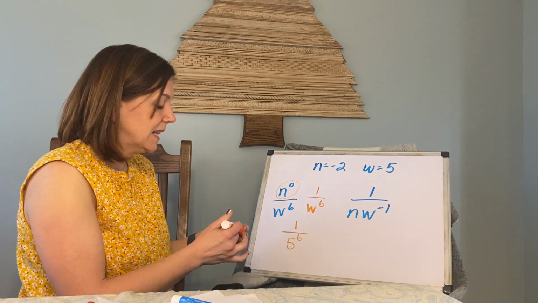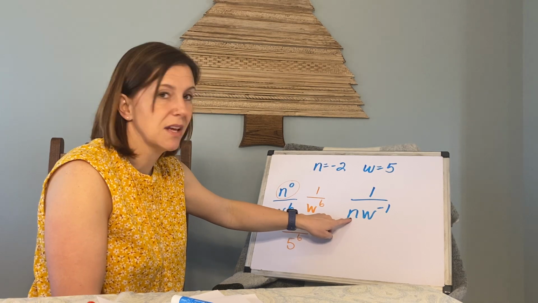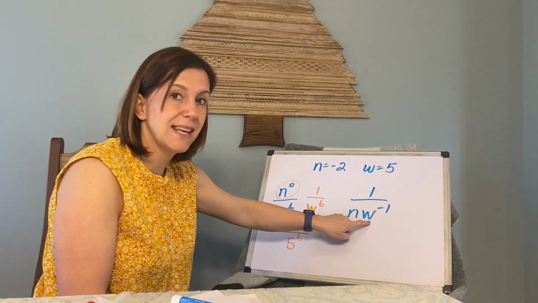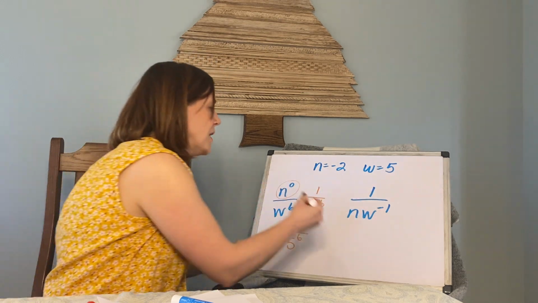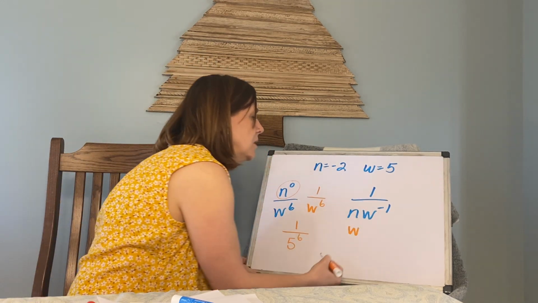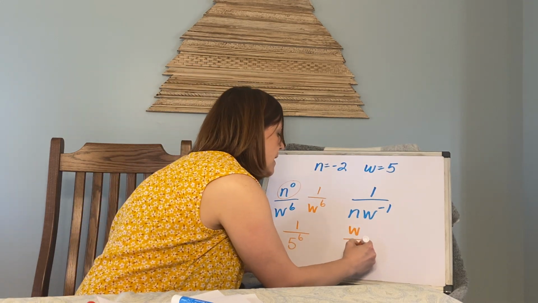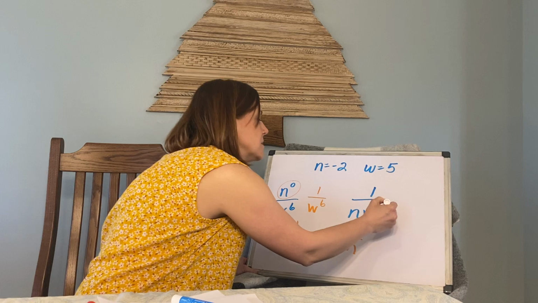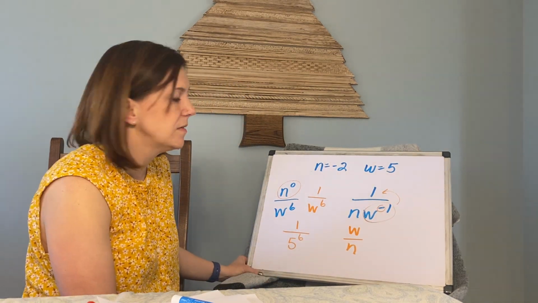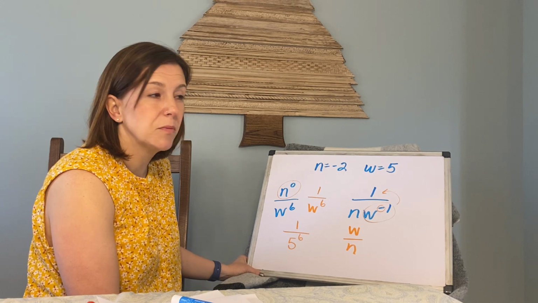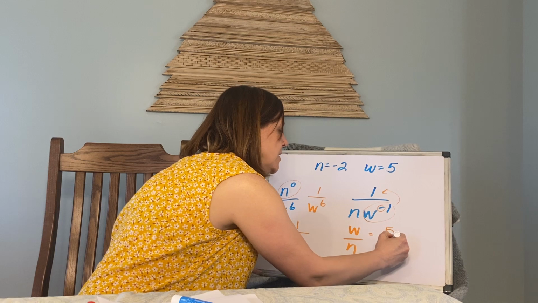Last one, clean up what I see. This has a positive exponent. It's going to stay right where it is. This has a negative exponent. I'm going to bump that to the top. So rewriting that, I get w to the 1st power, which I don't need to include, over n. I took this and I moved it to the top, making that power positive. Well, now that it's cleaned up, it's a little bit easier to plug in those numbers. W equals 5, n equals negative 2.